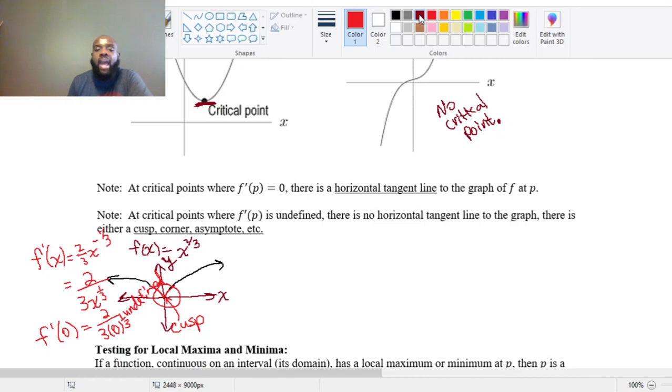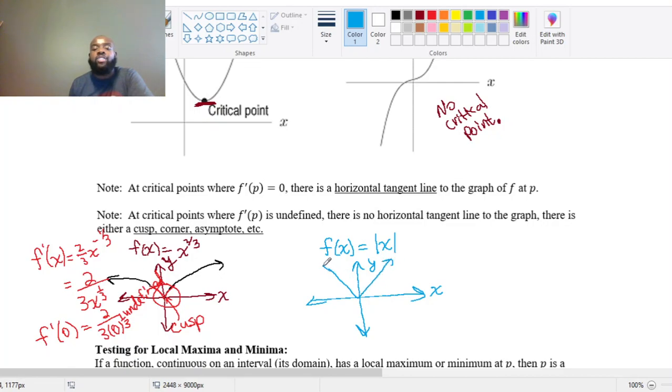The exact same thing happens if we have a corner. One of the most popular graphs that has a corner is your absolute value function. f of x equals the absolute value of x. The absolute value function looks like this.